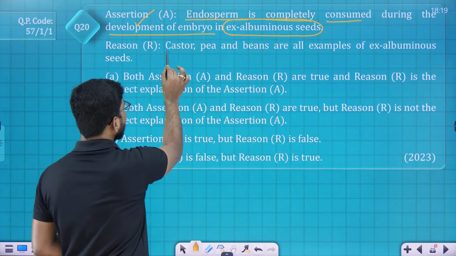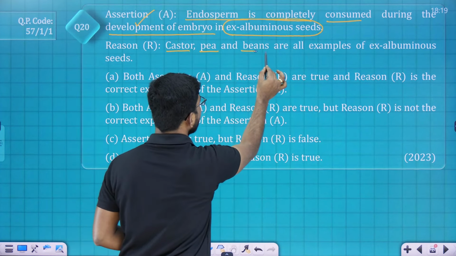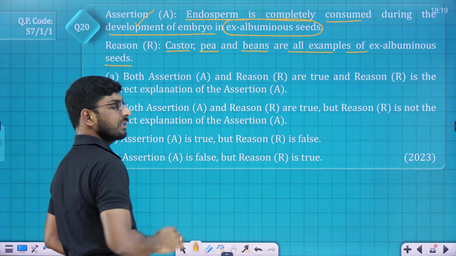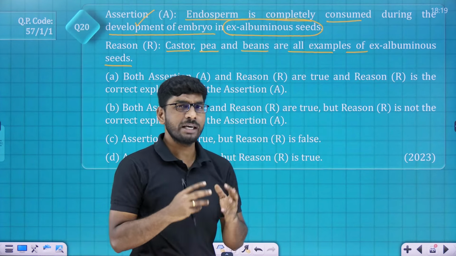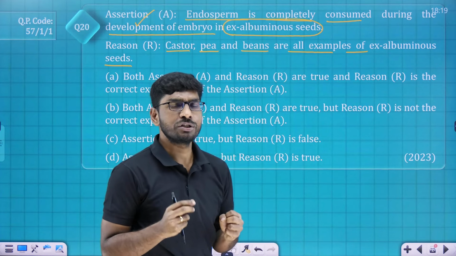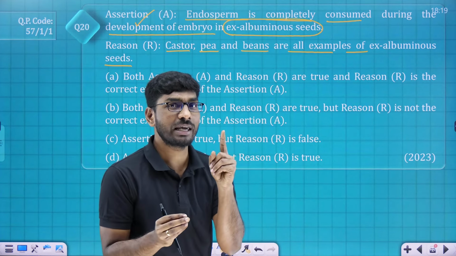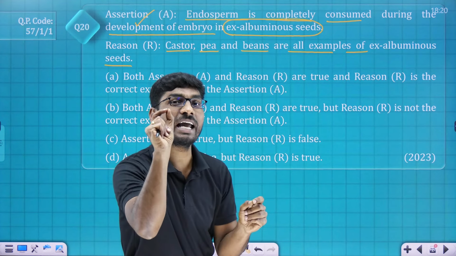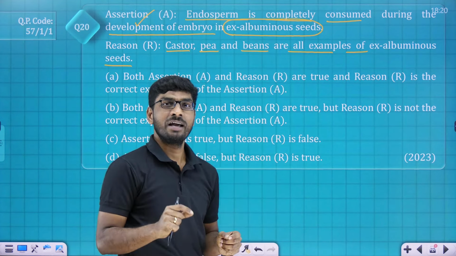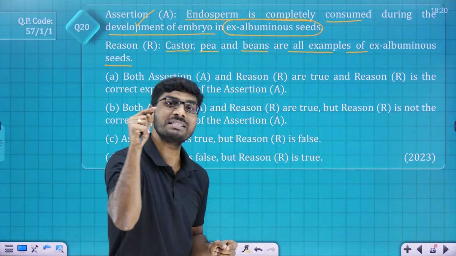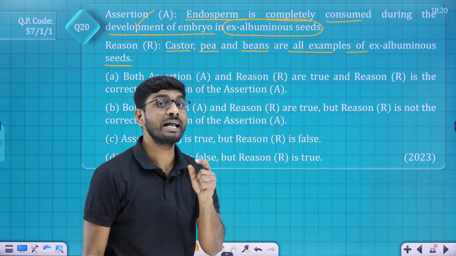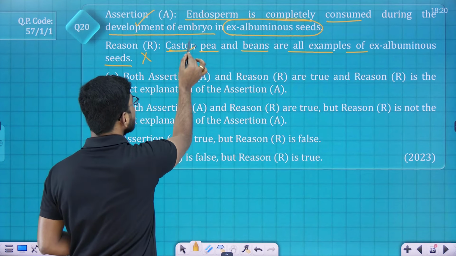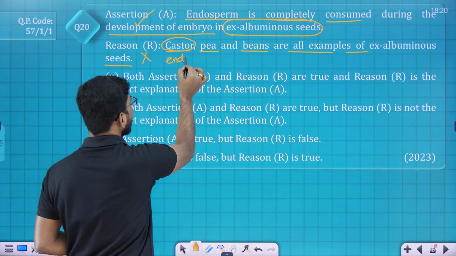But the reason is: castor, pea, bean are all examples of ex-albuminous seeds. Is this a correct statement? Carefully read this reason. Students, I told you castor is a dicot, but it has endosperm. In castor, endosperm is there. So the right answer is, the reason is wrong. Castor is the endospermic one.